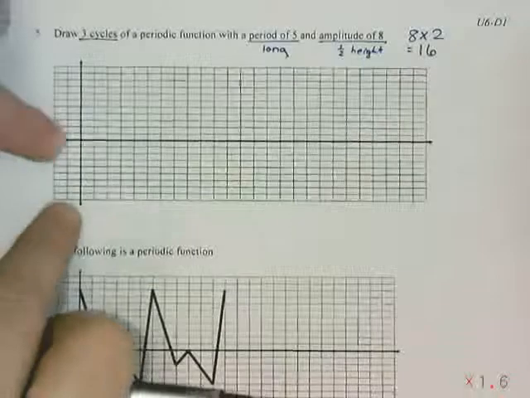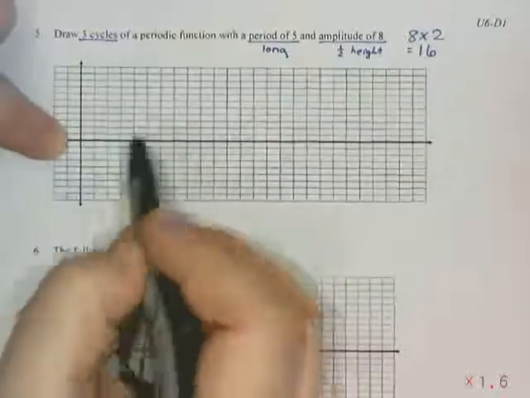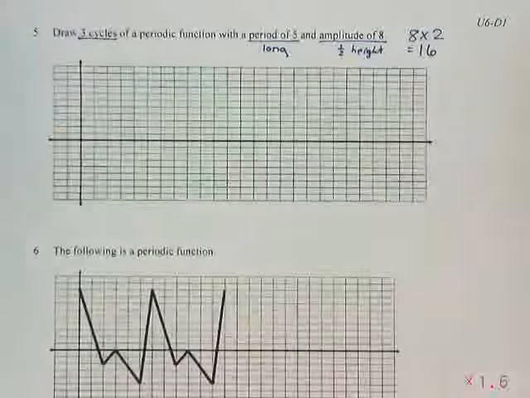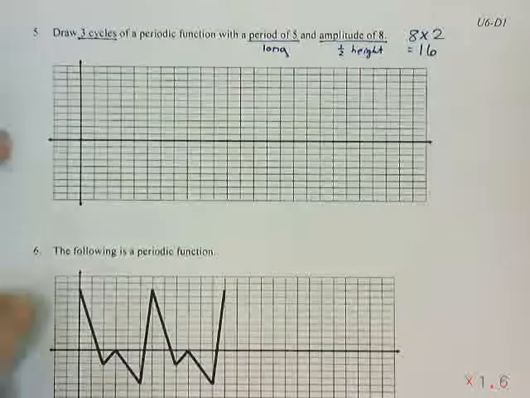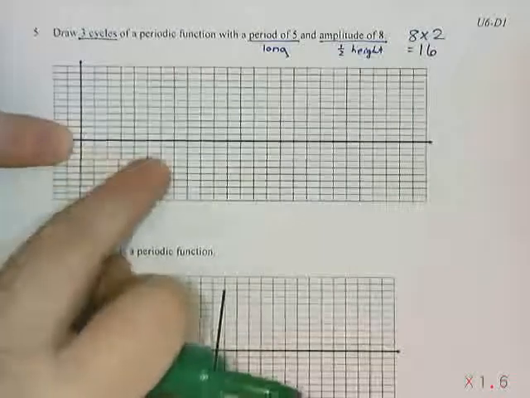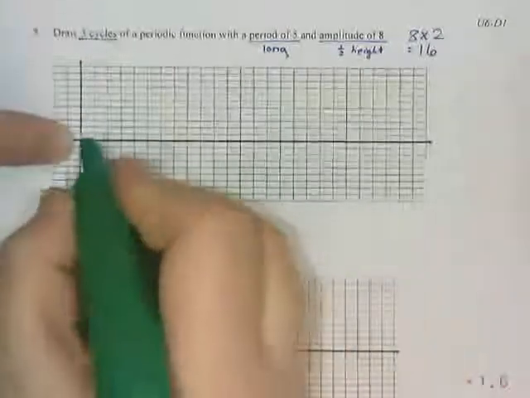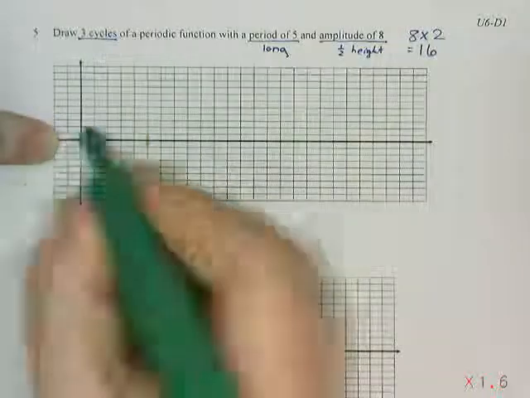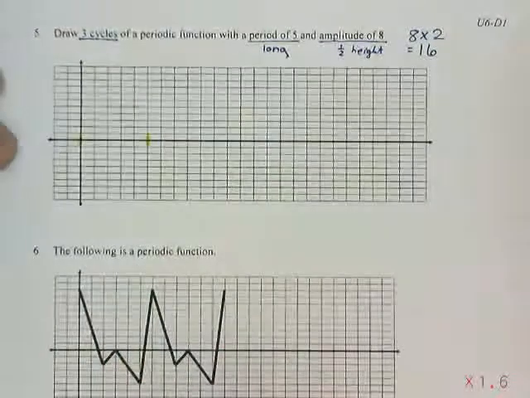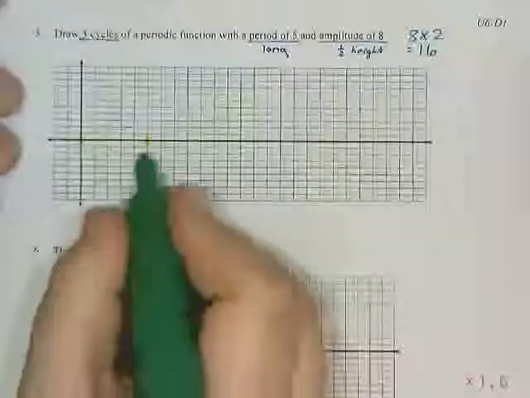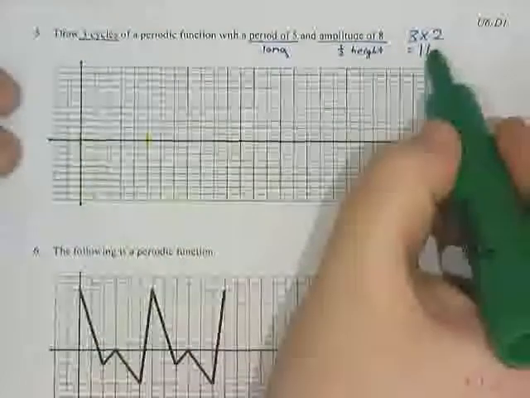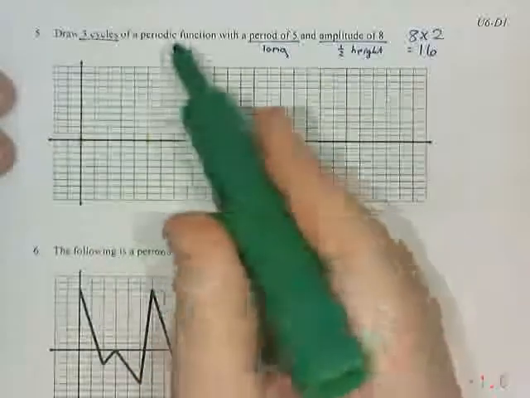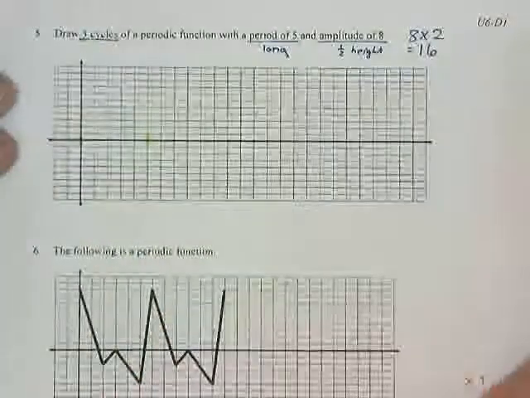So on my grid, sometimes to help me out, I make myself a little box, and then I draw my function inside the box. I find sometimes that helps me a little bit. So I know that it has to be 5 units long, because it's got a period of 5. So I'm just going to mark between 0 and 5 with my highlighter, I just made 2 little tick marks there. And then it has to have a total height of 16. Now it doesn't have to be 8 above and 8 below, it just means all together from top to bottom it has to be 16.